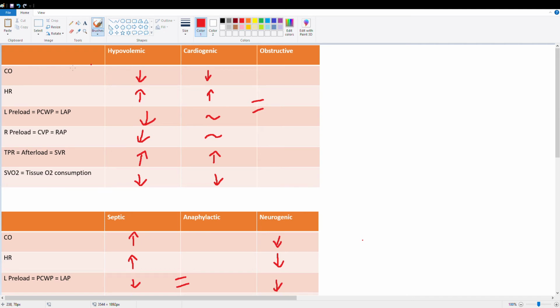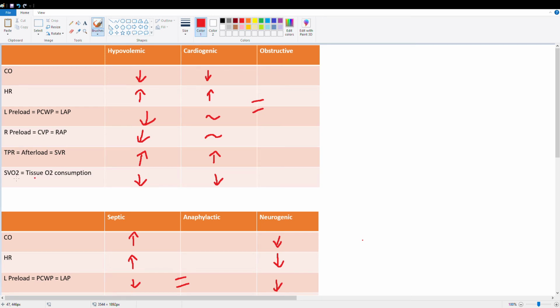Here on the left we have our parameters we'll be assessing for each of the types. CO is cardiac output, HR is heart rate. We have left and right preload, which go by different names. So left preload also goes by pulmonary capillary wedge pressure or left atrial pressure. Right preload goes by central venous pressure or right atrial pressure. And then we have afterload, which goes by total peripheral resistance or systemic vascular resistance.